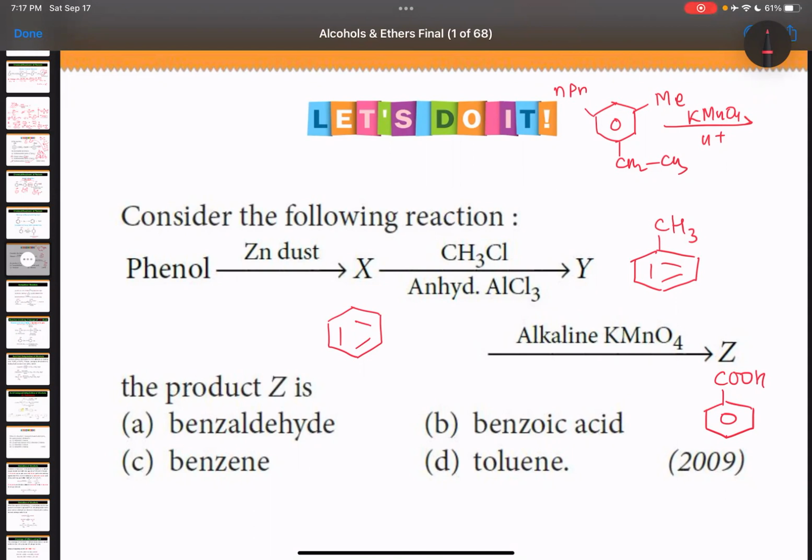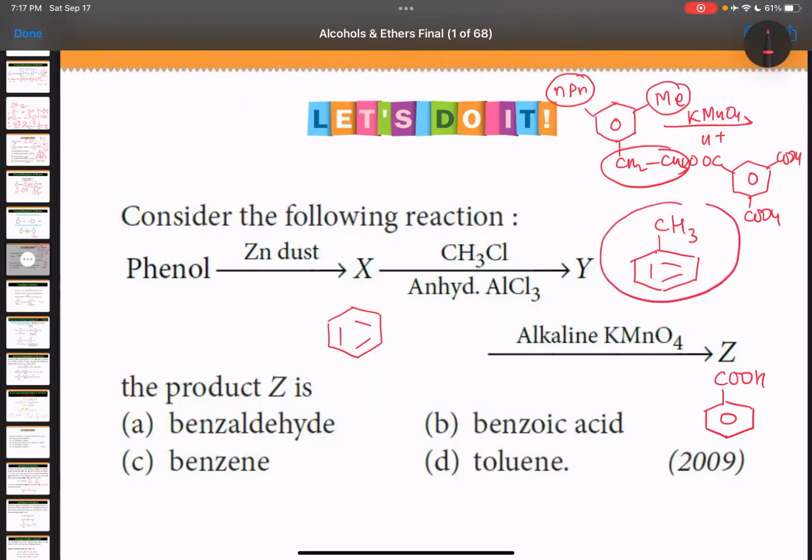One methyl, one ethyl, and one isopropyl or propyl group. So irrespective of the number of carbon atoms, whether you have one, three, or two carbons, they all will get oxidized to COOH. Is it clear? Yes, sir. So you will have three COOH groups on the benzene ring. This is very, very important. In this case, there was only one methyl group, so you will end up with benzoic acid. B is the right answer.